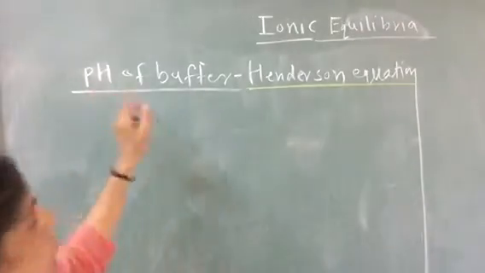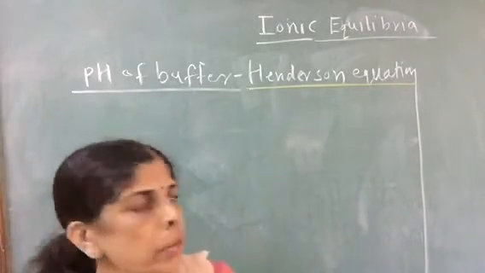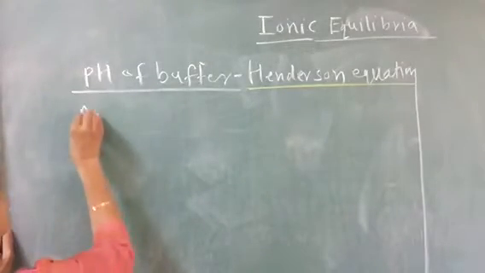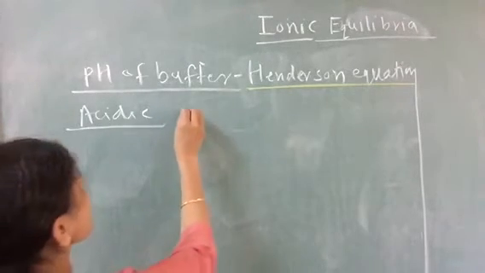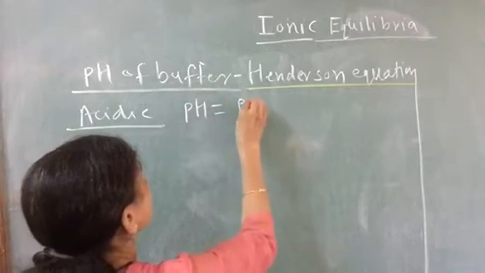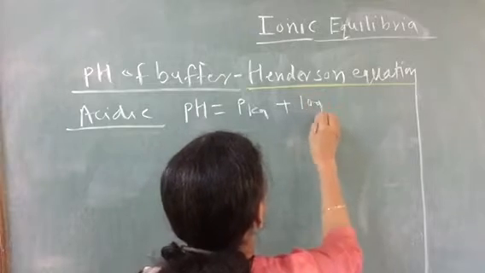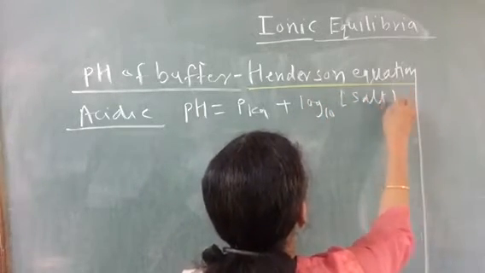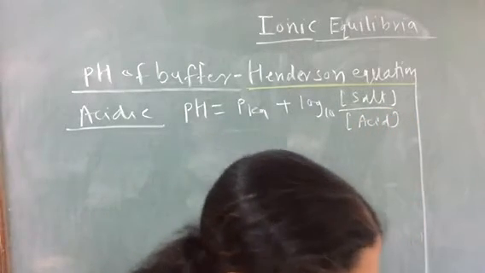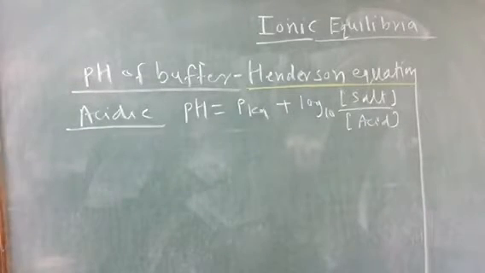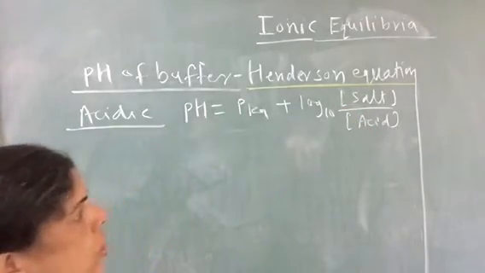We will start now with pH of buffer solution. It is given by Henderson's equation. pH of an acidic buffer is given by Henderson's equation as pH is equal to pKa plus log of concentration of salt to the concentration of acid. See the equation carefully: pH is equal to pKa plus log to the base 10 of concentration of salt upon concentration of acid.